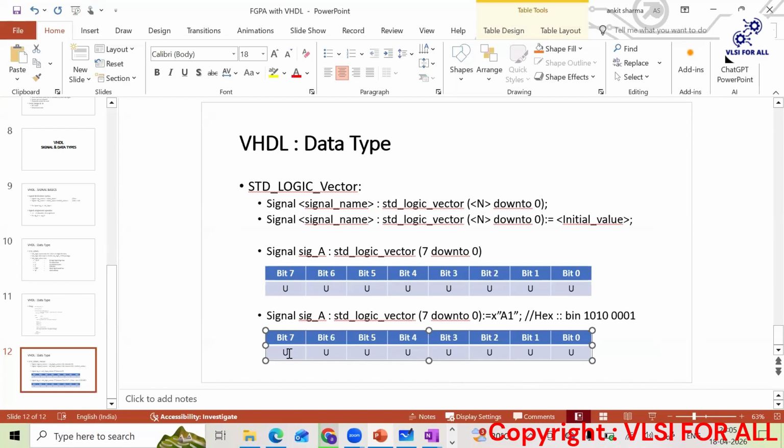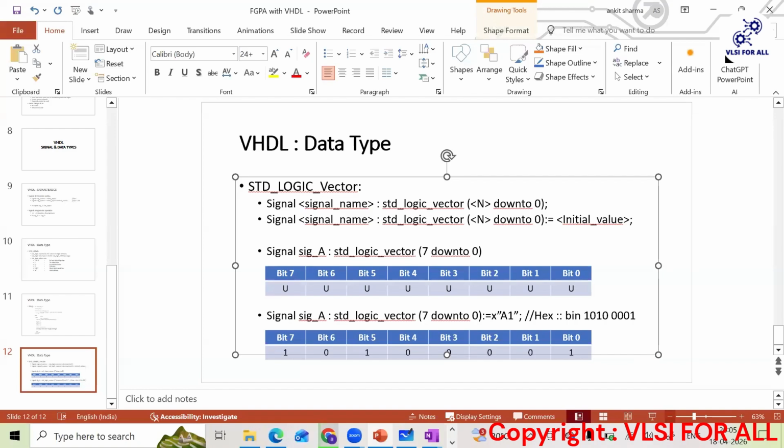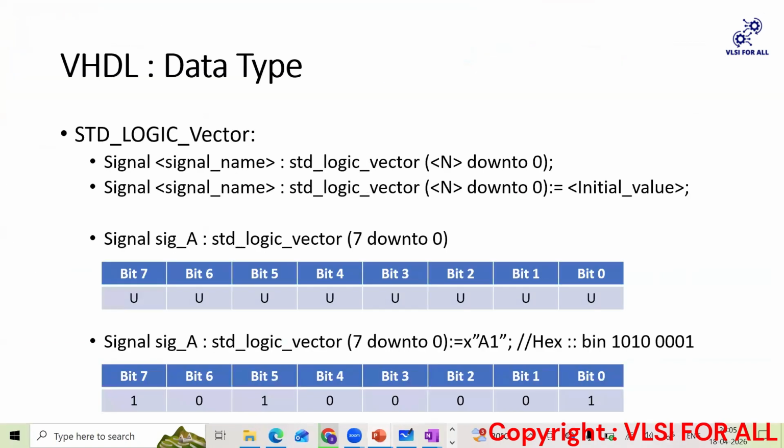So then the U will be replaced with 1, 0, 1, 0, 0, 0, 0 and 1. Did you understand, guys? No response? Tell me if anyone has any doubt.